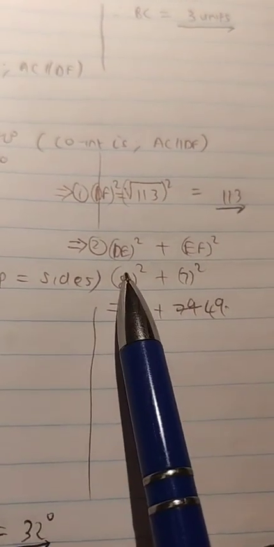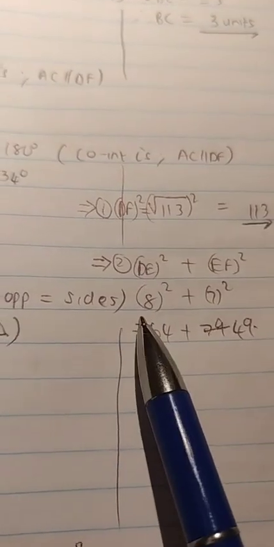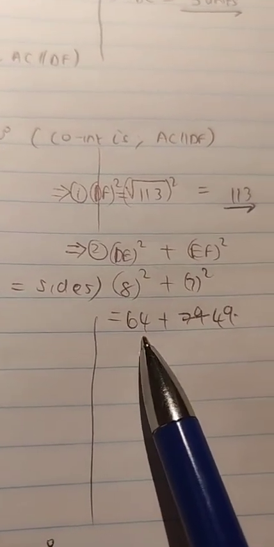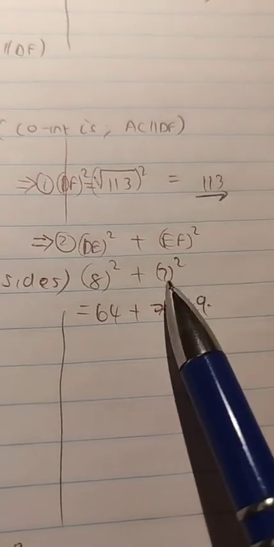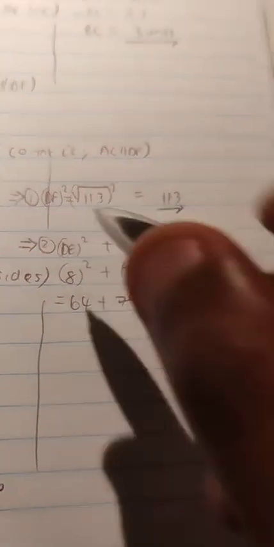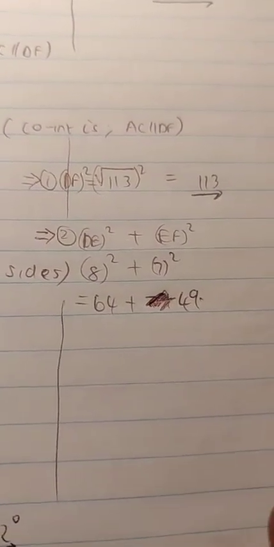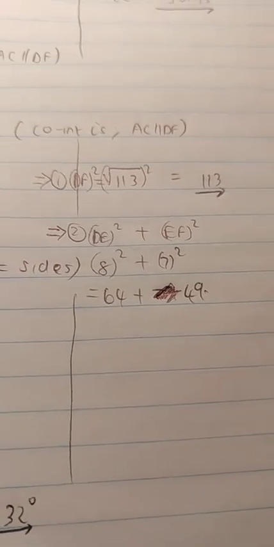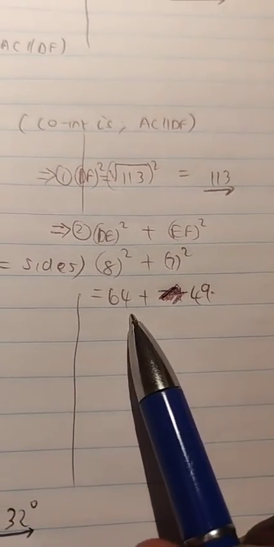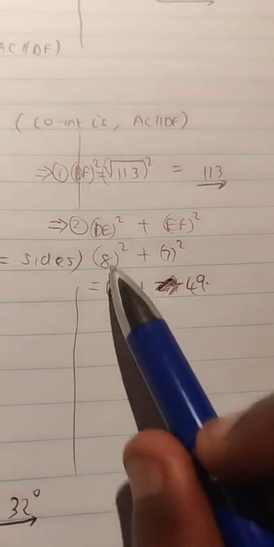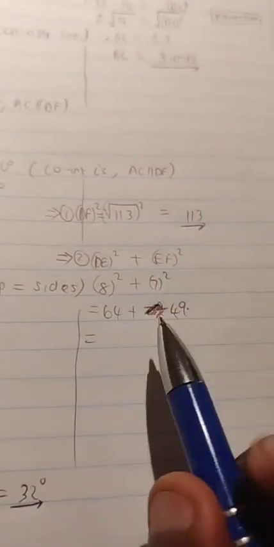So let's check this out. DE squared, which is 8 squared, is 64. EF squared, which is 7 squared, is 49. Sorry guys, I made a mistake initially and I said 79, which was absolute nonsense. So I apologize for my nonsense. I hope you guys can forgive me. I am human. So 8 squared is 64.